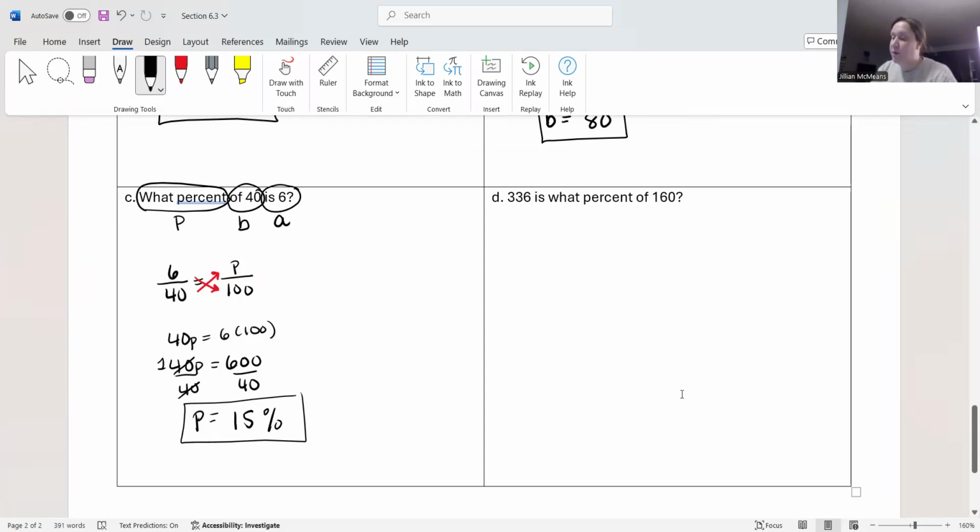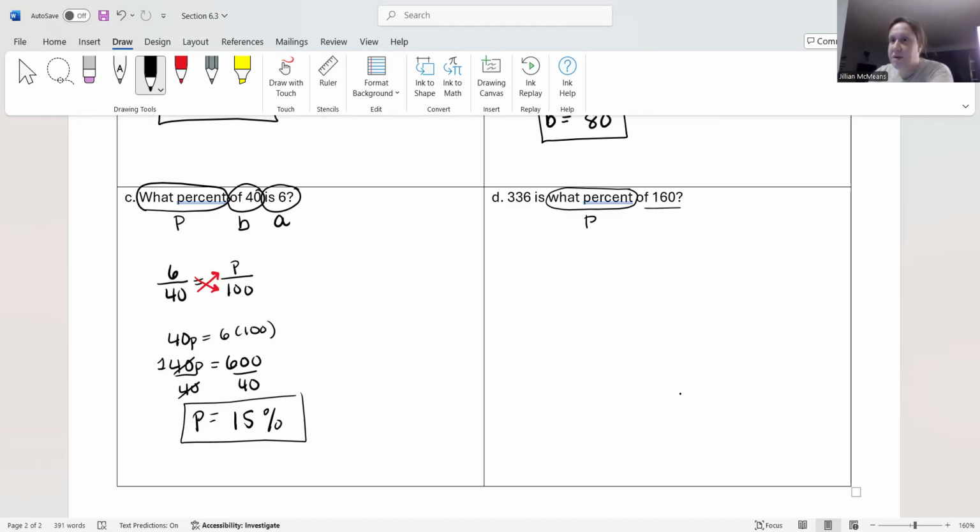Okay, last up, 336 is what percent of 160? Now, a common mistake that students make is they always say that the amount is less than the base, and that is not always true. There can definitely be situations where the amount is greater than the base. So this problem right here can be tricky for some students, okay? So we have 336 is some unknown percent of 160.